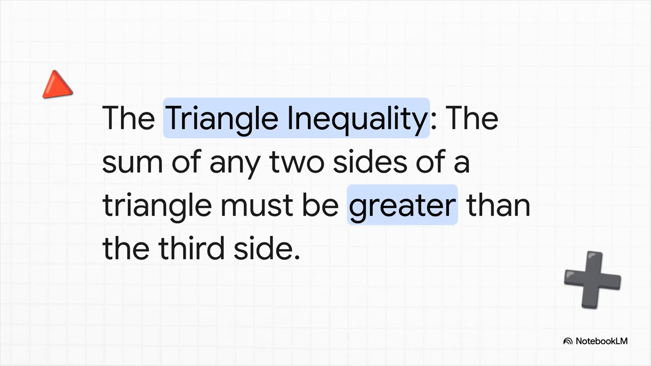The rule is simple but powerful. For any real triangle, the sum of any two sides must be greater than the third side. In our little puzzle, 2 plus 3 equals 5, and 5 is not greater than 6. The two shorter sides literally can't reach each other to close the triangle.